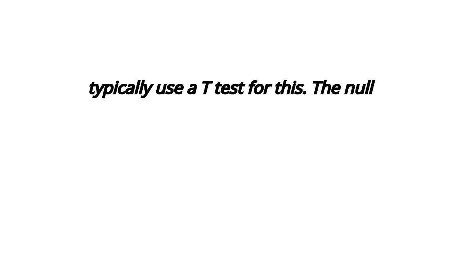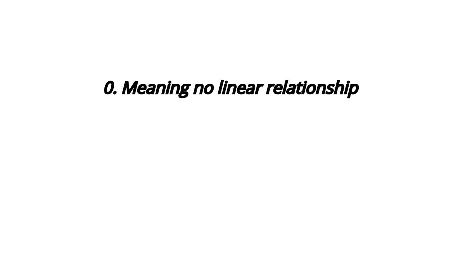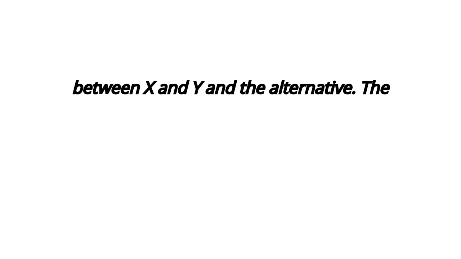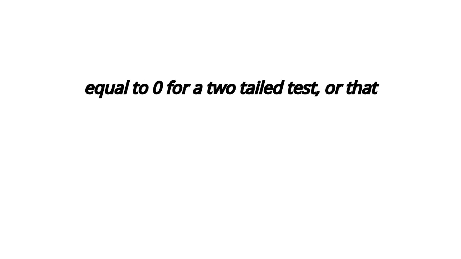We can also perform hypothesis tests specifically on the slope coefficient B1, right, to see if the relationship is statistically significant? Yes, absolutely. We typically use a t-test for this. The null hypothesis is usually that B1 equals 0, meaning no linear relationship between x and y. And the alternative? The alternative hypothesis is that B1 is not equal to 0 for a two-tailed test, or that B1 is greater than 0 or less than 0 for a one-tailed test if we have a specific directional expectation.